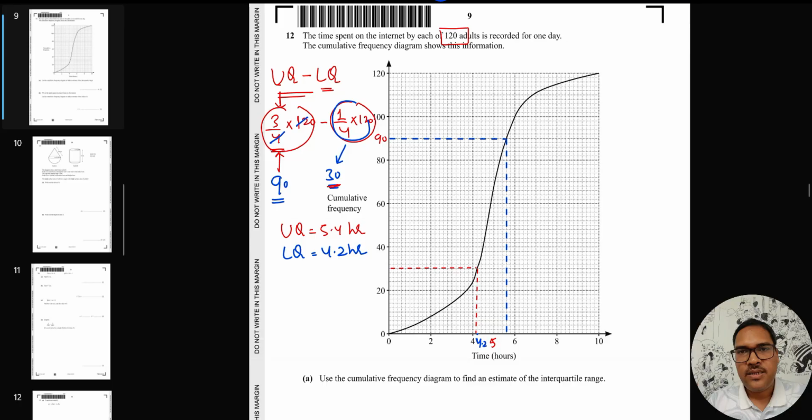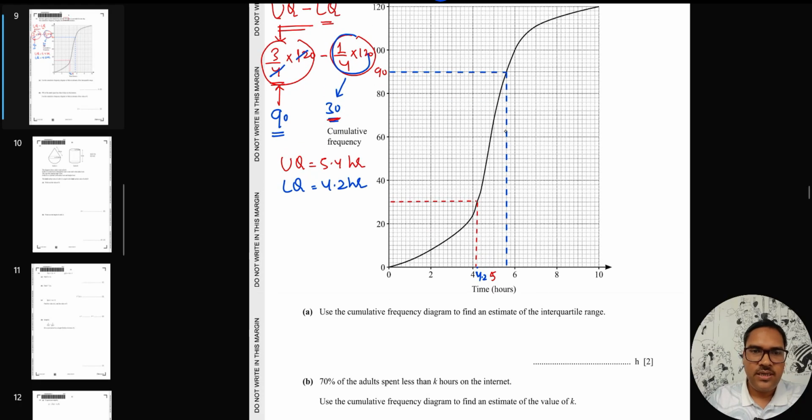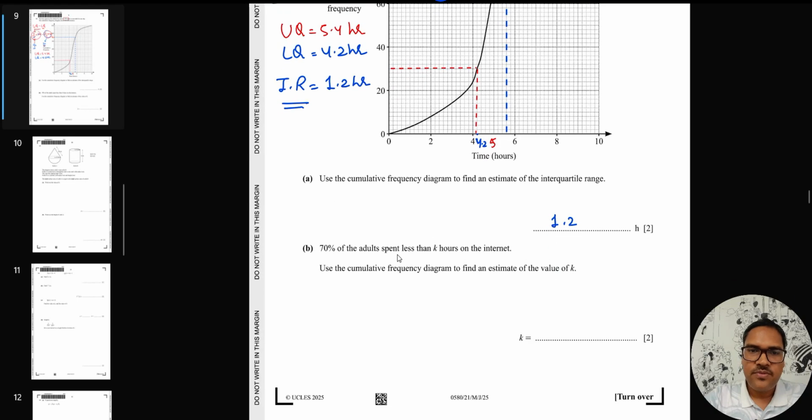So basically, the upper quartile is the median of the upper half, and the lower quartile is the median of the lower half. So in cumulative frequency, if you have to find this, you just take 3/4 of the data and 1/4 of the data. Okay. So now, what is the interquartile range? The difference of these two, which is 1.4 hours. So this is the interquartile range, 1.4.